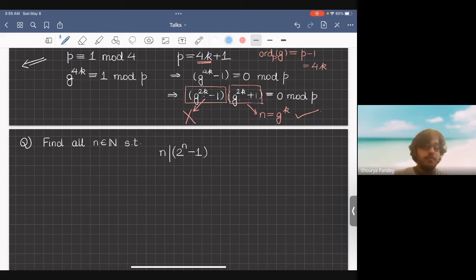So just think in terms of primes. Think of primes.